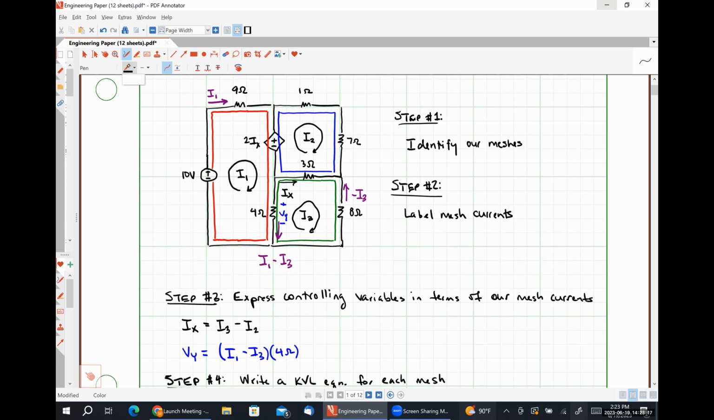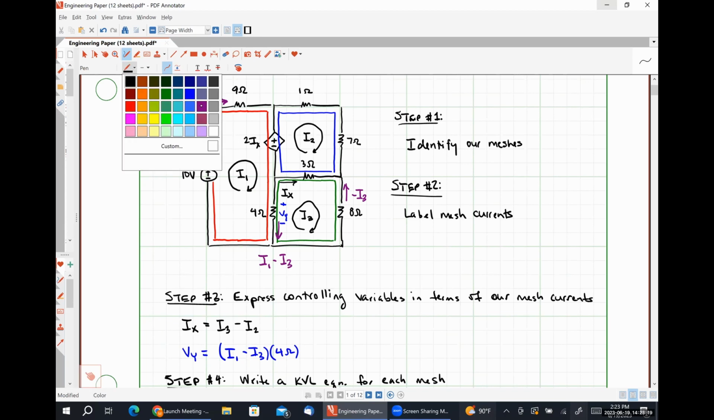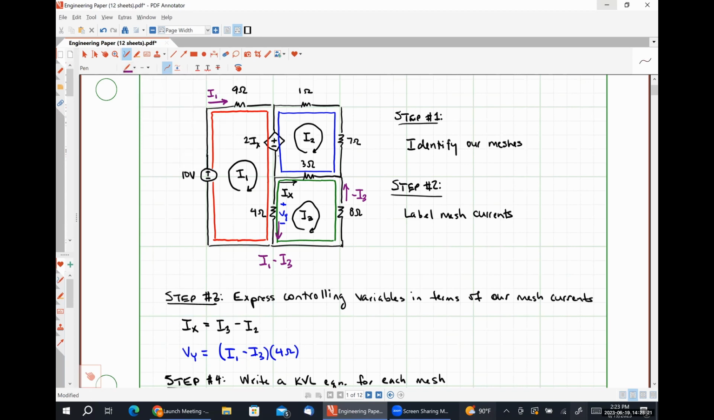So just I2 minus I1. I2 minus I1, absolutely correct. I'm going to go ahead and label this really quickly so that it's obvious for everyone else. This is the current that we're looking for.